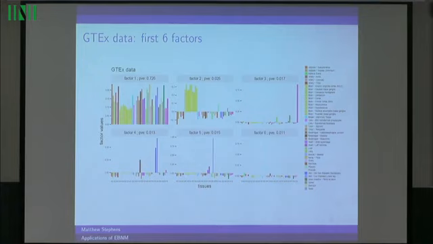This factor here represents genetic variants that have a very strong effect only in blood. If you have a variant that's only having an effect in blood, it would have a strong loading on this factor and not on the others. Or maybe it has a strong effect everywhere, but an even stronger one in blood. Then it would be loaded on this one and this one.